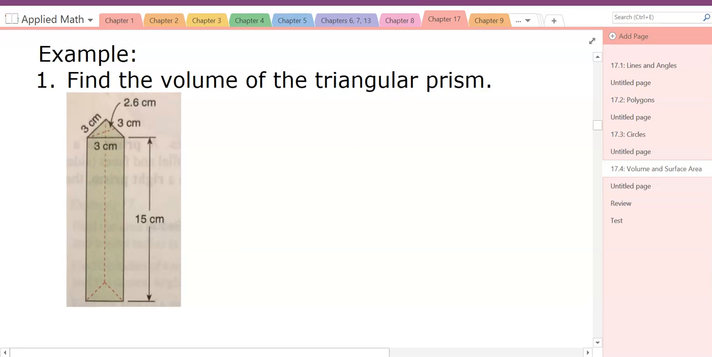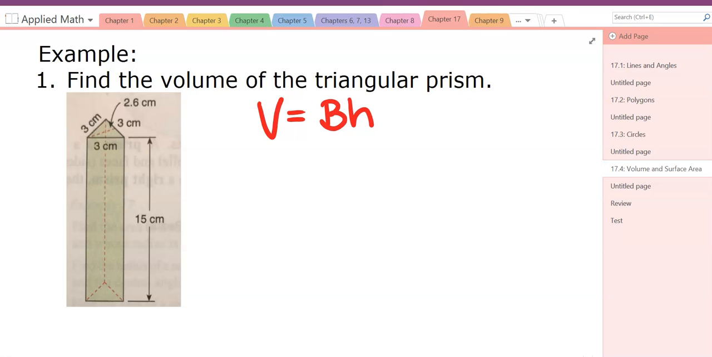All right, the first one here wants us to find the volume of this triangular prism. Since it's a prism, I'm using the formula capital B times H, so the area of the base times the height. So let's talk about the area of the base. I'm going to find capital B first.